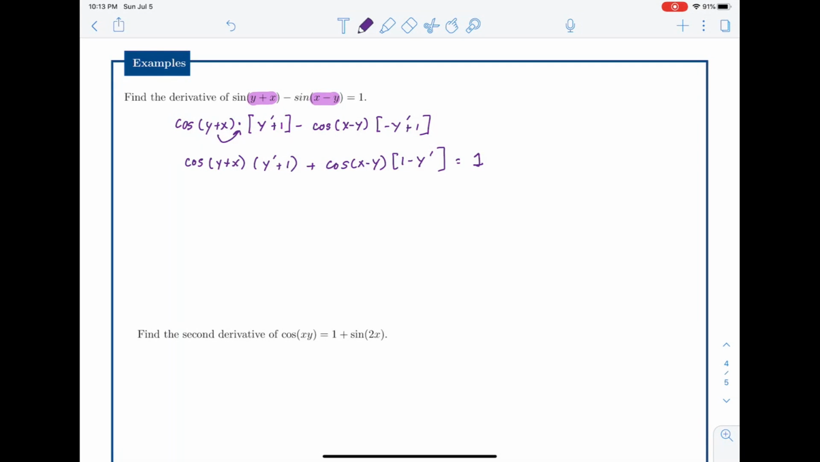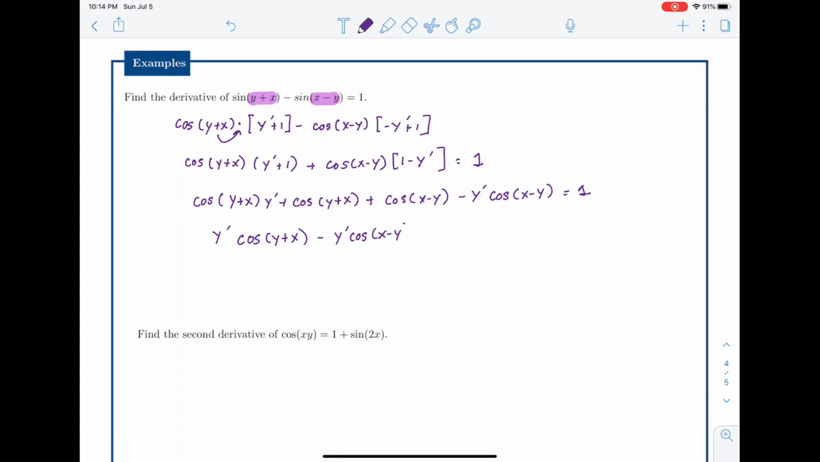And you can see that y prime is sort of trapped in here. So we have to somehow distribute and simplify. So cosine of y plus x times y prime plus cosine of y plus x plus cosine of x minus y minus y prime cosine of x minus y equals 1. Combine the terms with the y primes. We have y prime cosine of y plus x minus y prime cosine of x minus y plus cosine of x minus y plus cosine of x plus y equals 1.